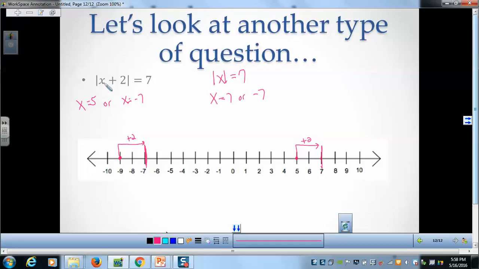And once again, if I plug that in, 5 plus 2 is 7. That works. If I plug that in, I get negative 7 plus 2, which is... I'm sorry, this should be negative 9. Whoops. Negative 9 plus 2 is negative 7. The absolute value of negative 7 is, in fact, 7.